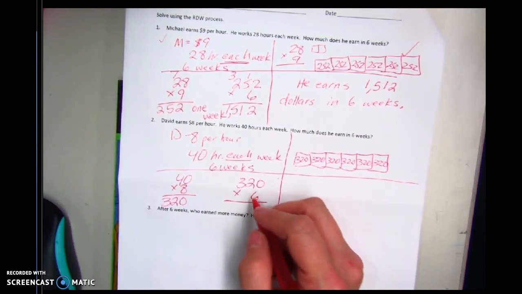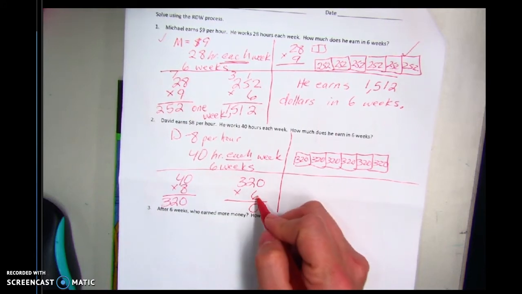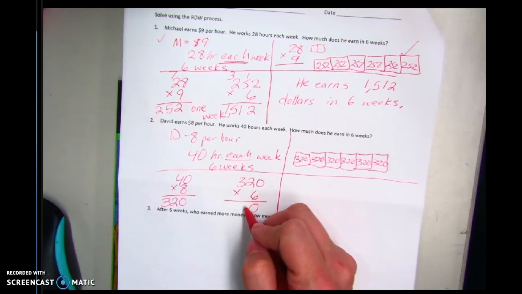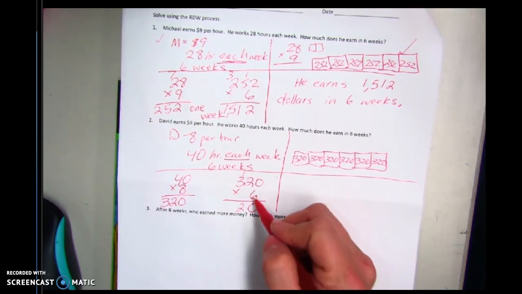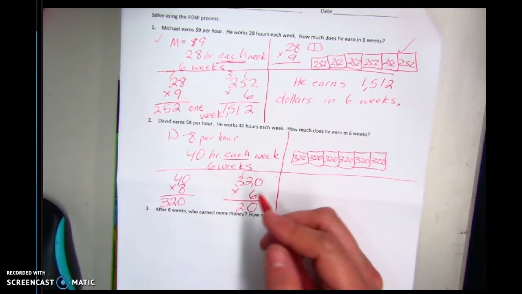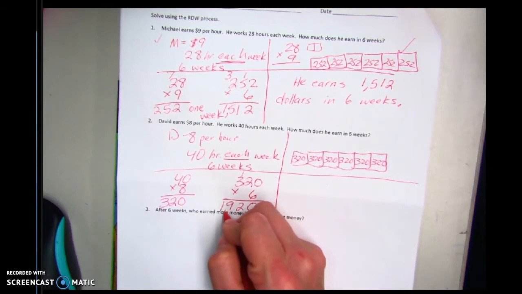6 times 0 is? 0. 6 times 2 is what? 12. 2 goes down, 1 goes up. 6 times 3. What is it? 18. Plus 1? 19.